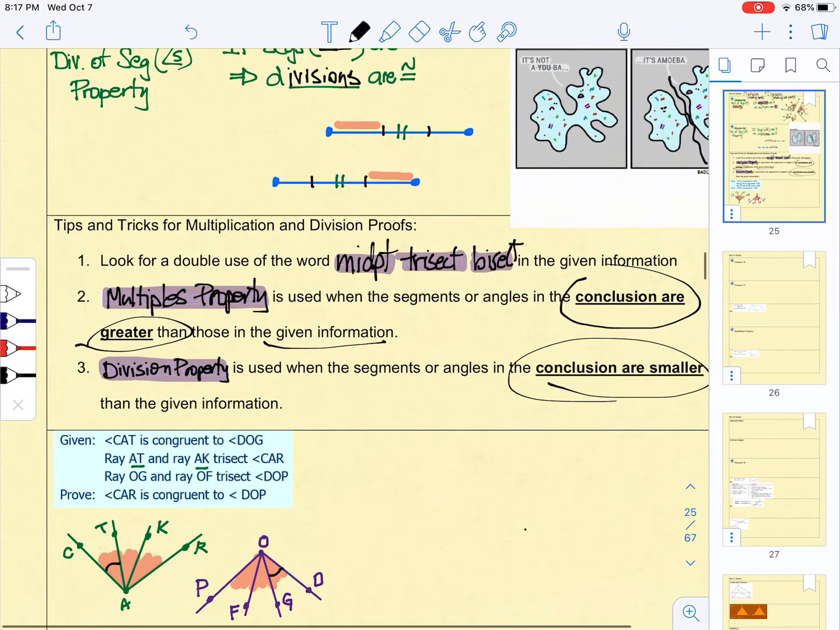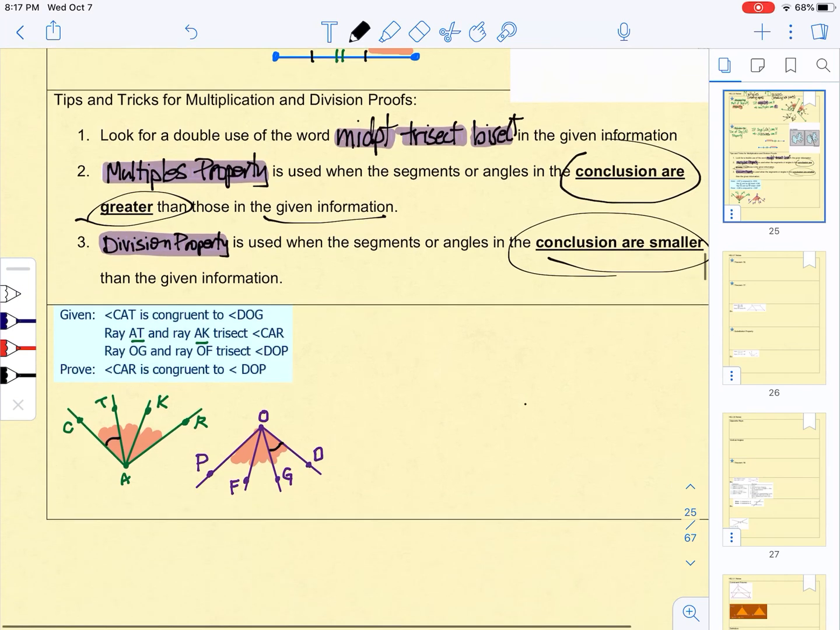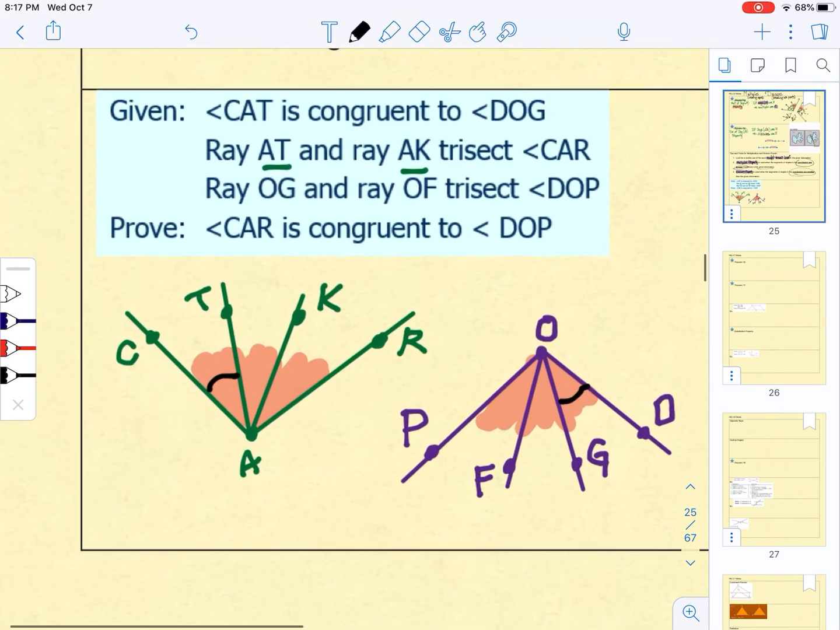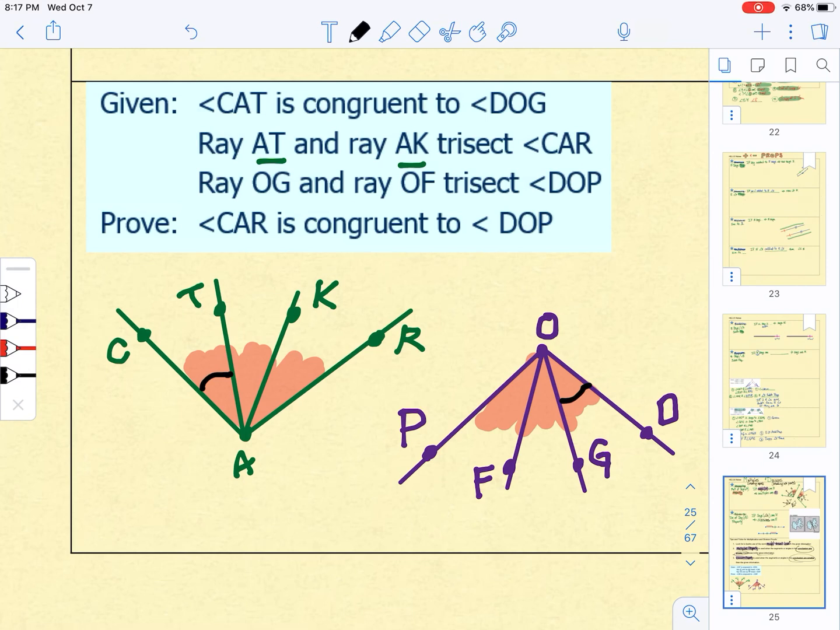All right, hopefully you got that in. We have some information here. Angle CAT is congruent to angle DOG. So let's find angle CAT and angle DOG. It's marked with a black arc. We see that those are congruent. And then we've got a trisection going on. So we've got two trisections. So that probably means we're going to be using one of these.